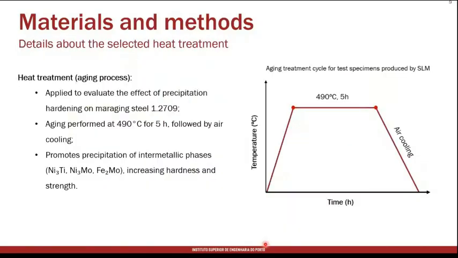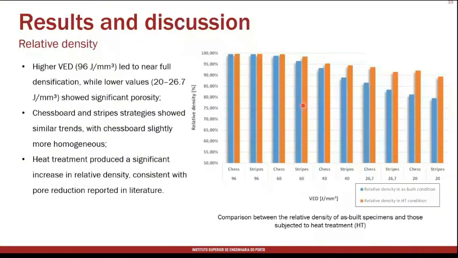In terms of heat treatment, we evaluate the heating by precipitation of the intermetallic phases, aiming to increase the hardness and the strength. We have a 5-hour cycle at about 500 degrees, and we want to evaluate the effect of this precipitation hardening on the maraging steel that we are evaluating.